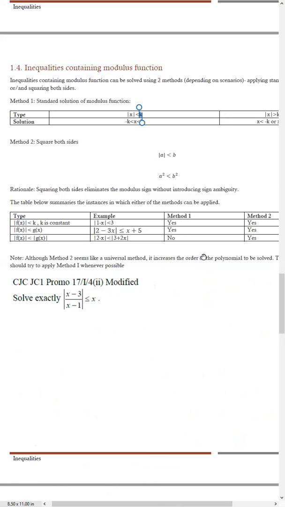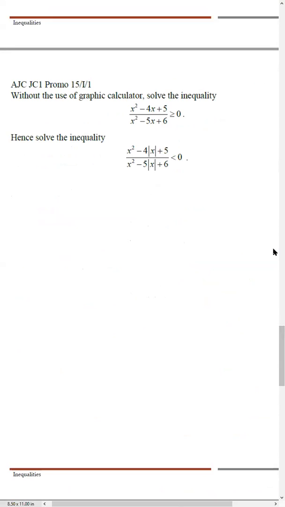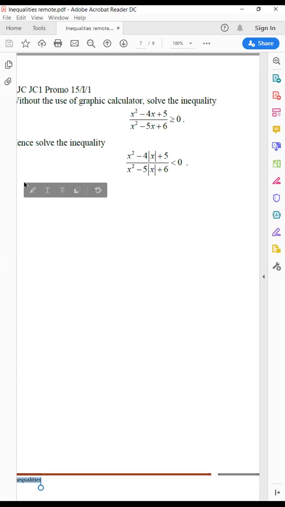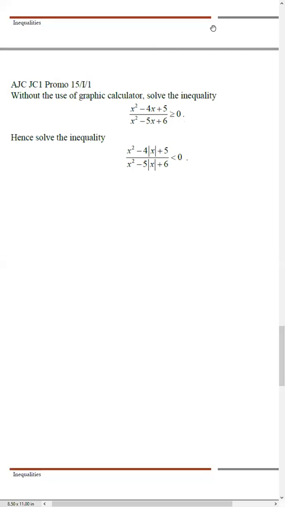Then let's move on. Another example. If I were to do this without using the GC, we solve for this inequality. To solve this, same thing. I'll try to factorize. I'll start with the inequality x squared minus 4x plus 5 over x squared minus 5x plus 6 more than or equals 0.